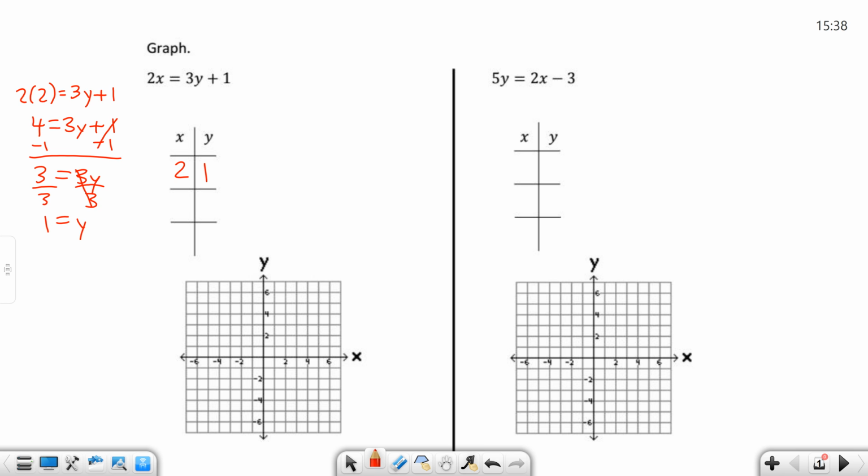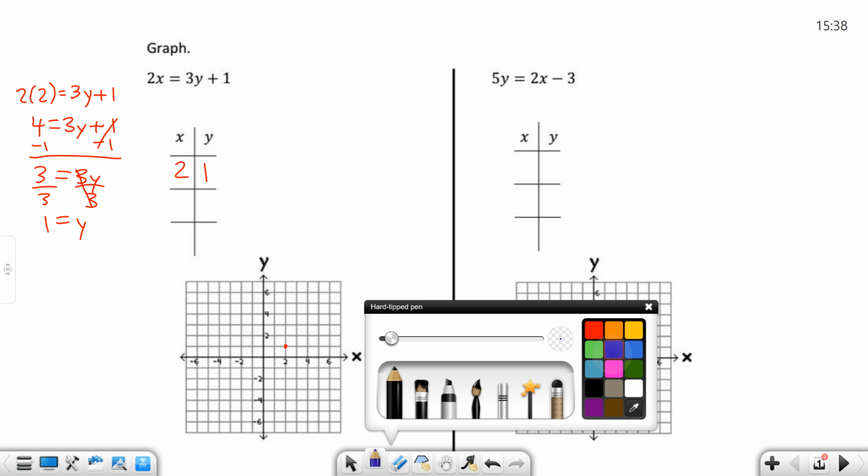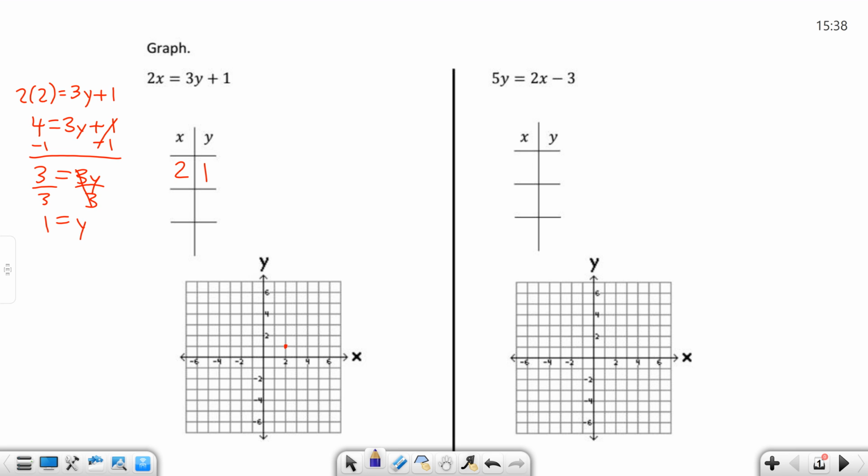No. So 2, 1. Where's the point 2, 1? All right. Over which way? To the right 2 and the 1 where they intersect right there. So we have the point 2, 1. I did that in red. So now let's find another point. This time, just to mix it up, and you don't have to do this. You can pick 3 different X's or 3 different Y's. But just to mix it up, let's let Y be something.